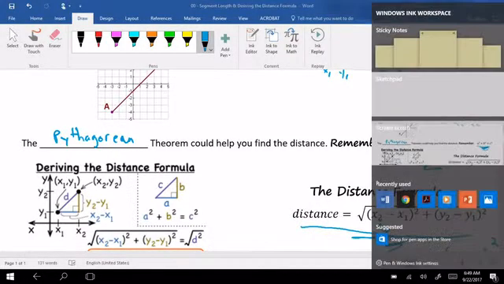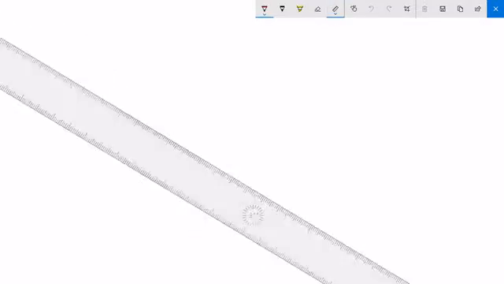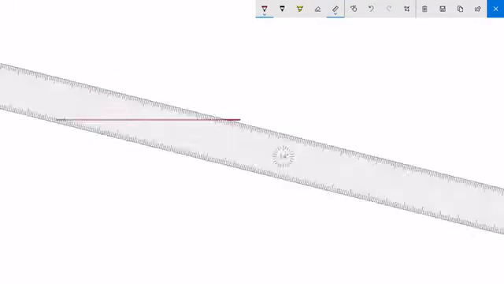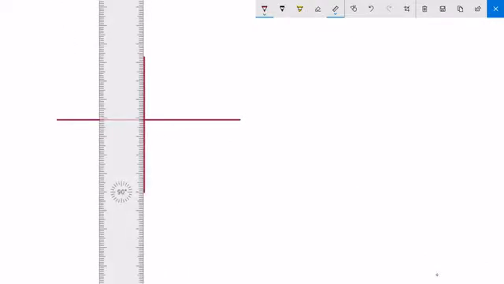Now let's take a look at this. This is a little bonus right here, but this is going to help. This is deriving the distance formula. So let me draw a little coordinate plane, and then I hope this is, all right, so there's our coordinate plane, right?